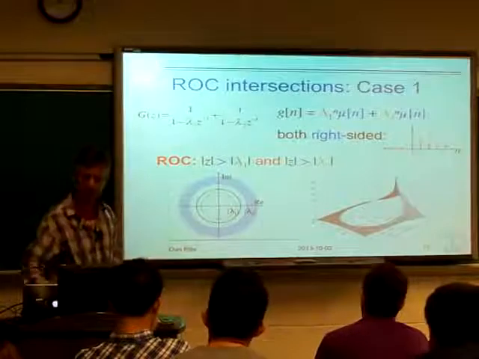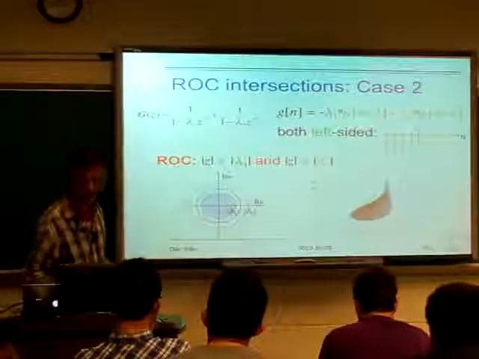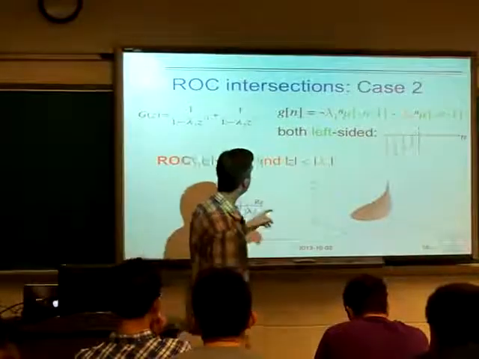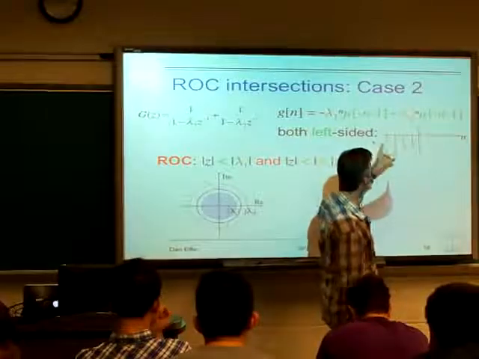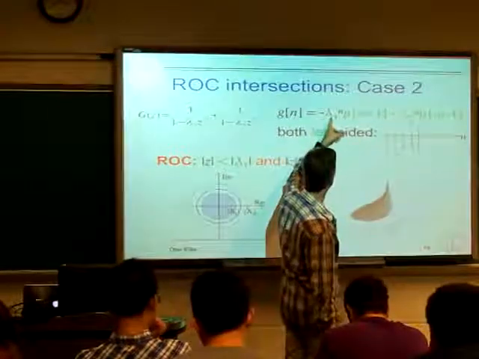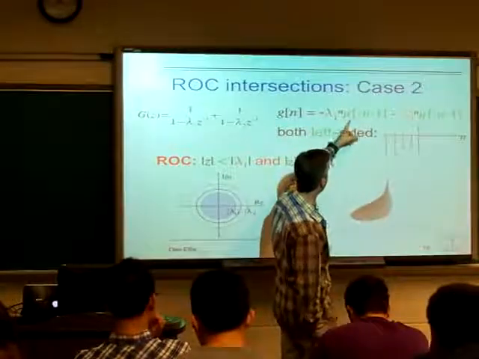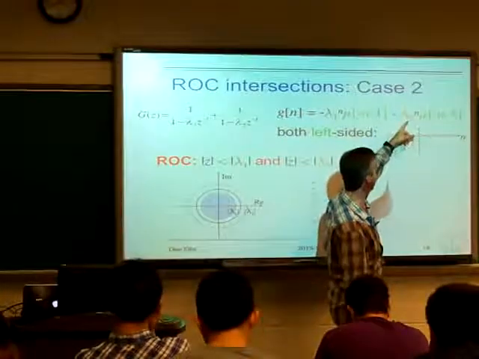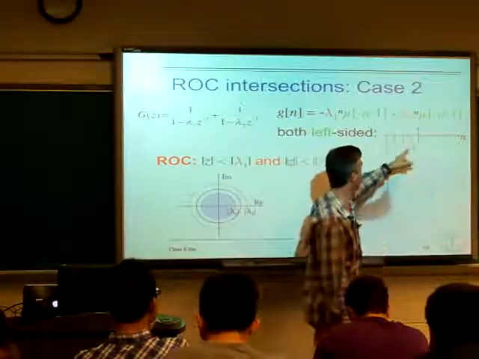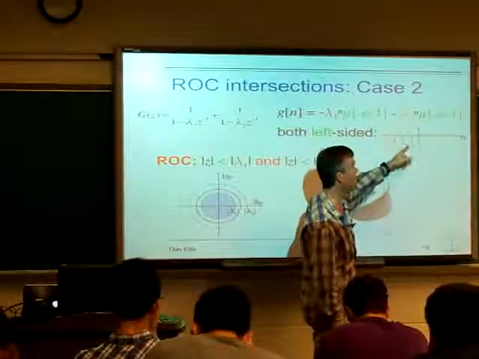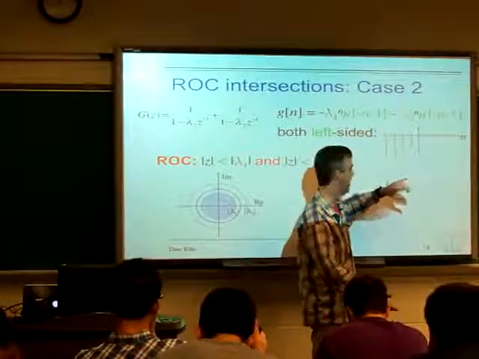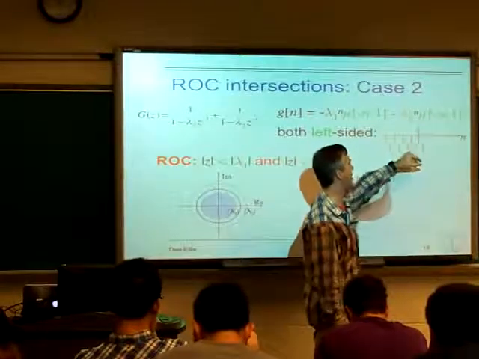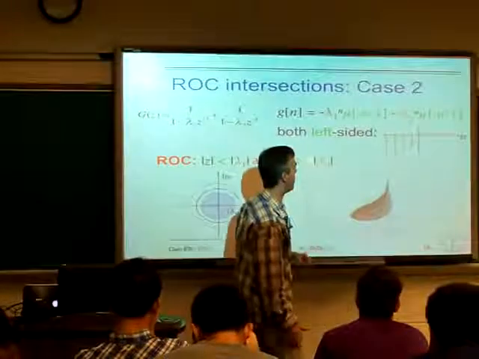So that was one of the sequences we could look at. Here's another one, with two left-sided sequences: g[n] equals minus lambda 1 to the n u[-n-1], minus lambda 2 to the n u[-n-1]. So it's these two left-sided sequences. Again, one is converging and one is diverging, although now it's the orange one that's converging and the brown one that's diverging, the other way around from when it was right-sided.